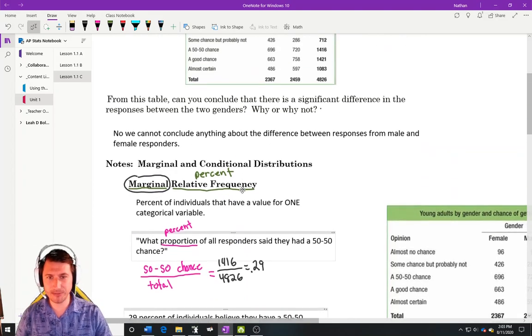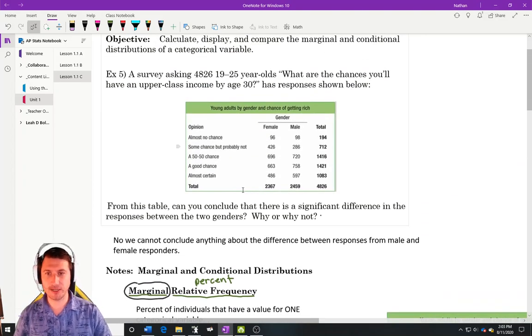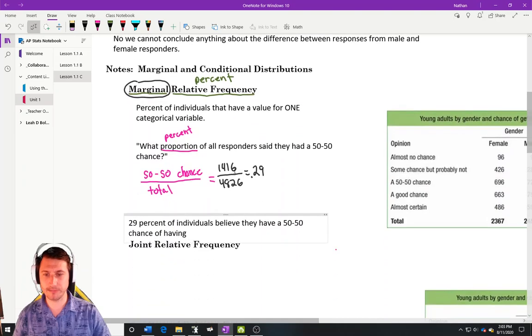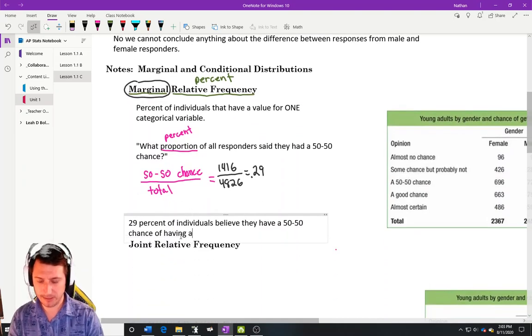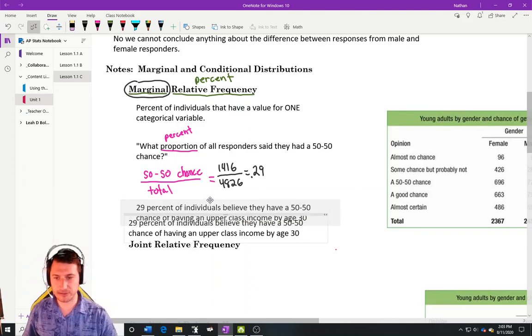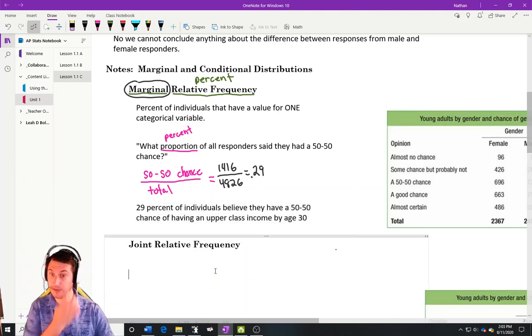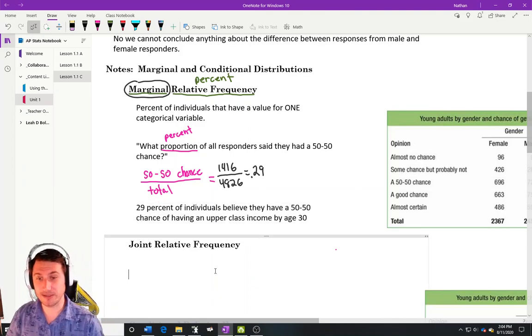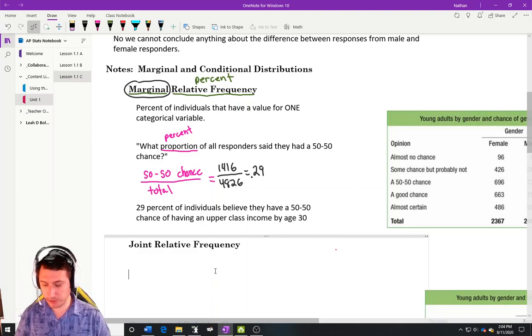So you go back up to the top of the problem and read. Chance of what? You'll have an upper class income by age 30. Of having an upper class income by age 30. That's what we call context. You have to give context to your answer when you tell me what your answer means. So those are the marginals. They come from the margins.